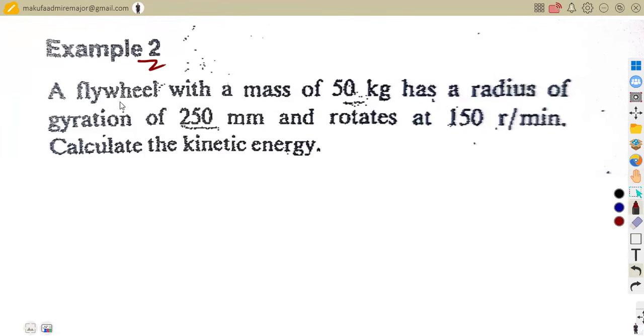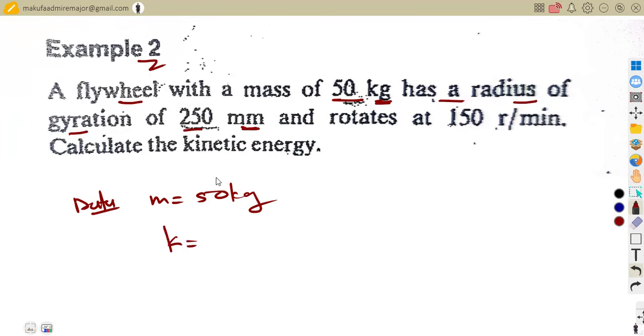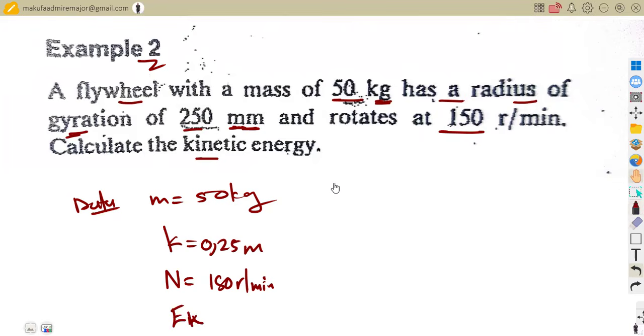All right, in this example, we're given a flywheel with a mass of 50 kilograms, and a radius of gyration of 250 millimeters. If we divide by 1,000, that is 0.25 meters. It rotates at 150 revolutions per minute. We are given the speed in revolutions per minute. Calculate the kinetic energy. This one we never had in our dynamics.